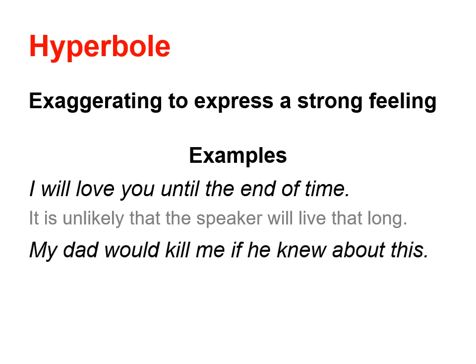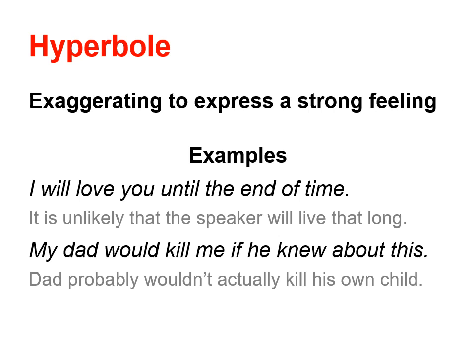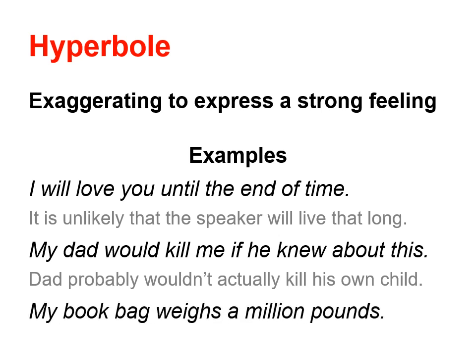Let's look at the next example. My dad would kill me if he knew about this. Well, this is a hyperbole because dad probably won't actually kill his own child, right? So someone is exaggerating. And here's your third example.